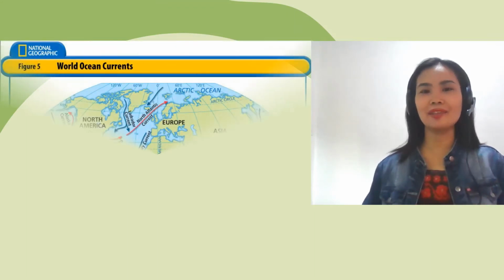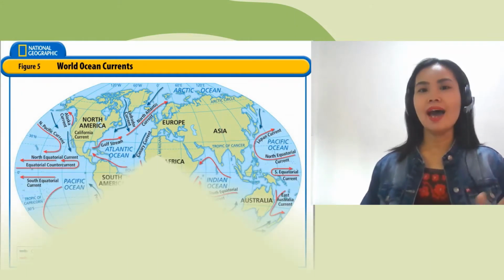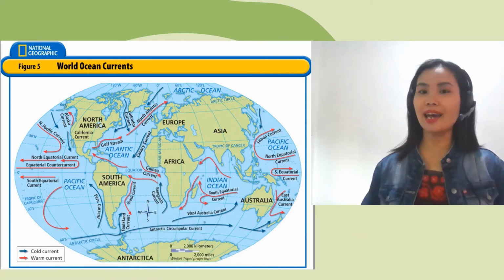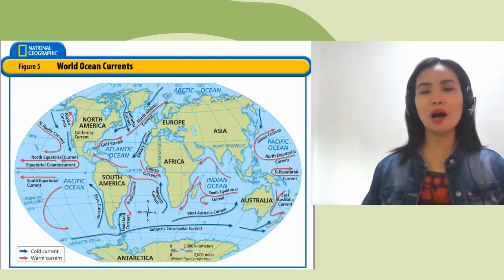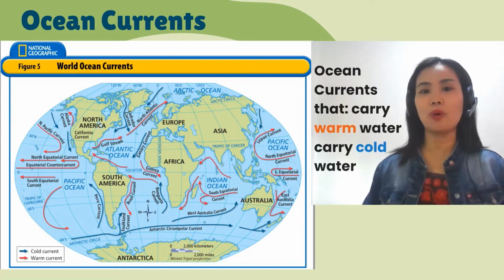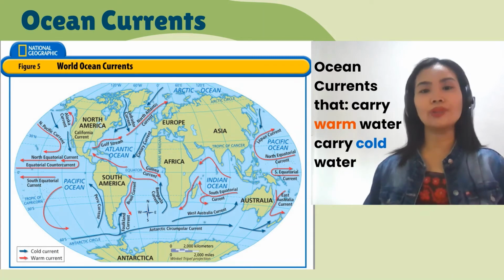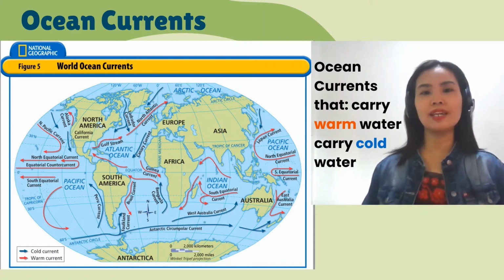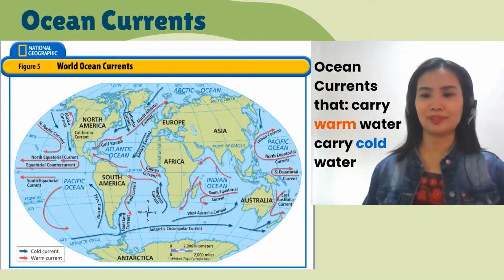Now, this time, you are going to explain how ocean currents affect climate. Try to observe our figure number 5 and list down what are the different ocean currents that carry warm water and what are the different ocean currents that carry cold water.